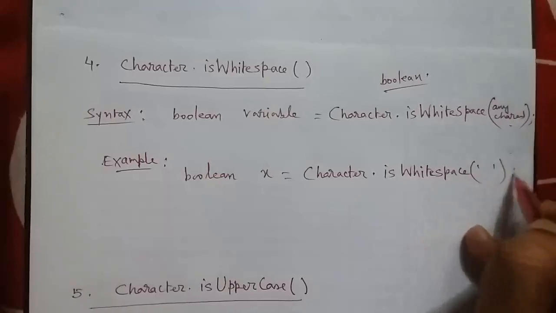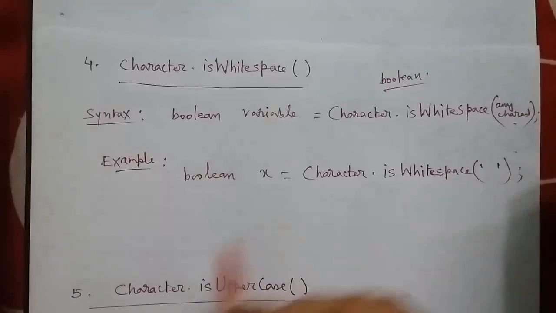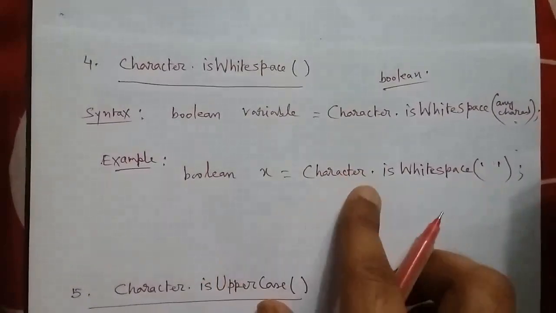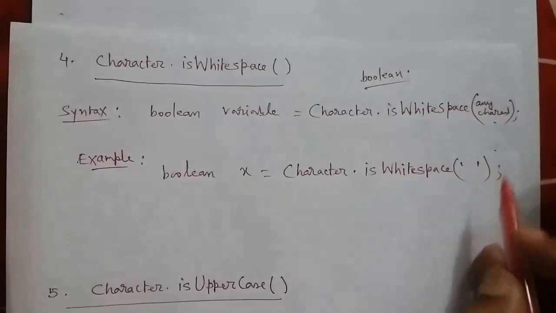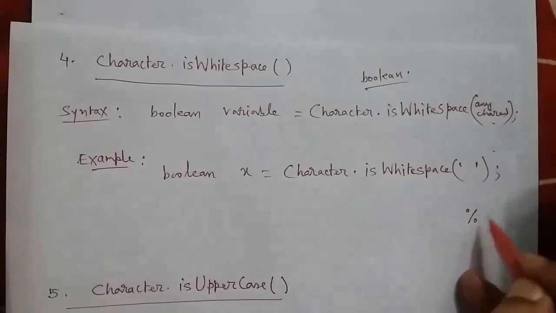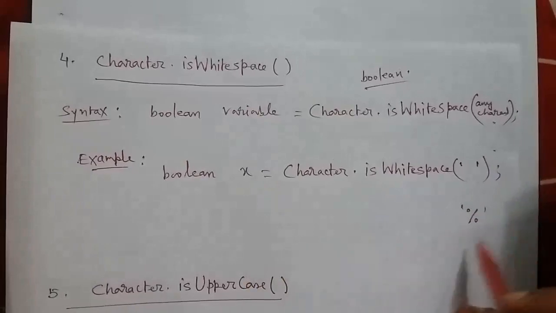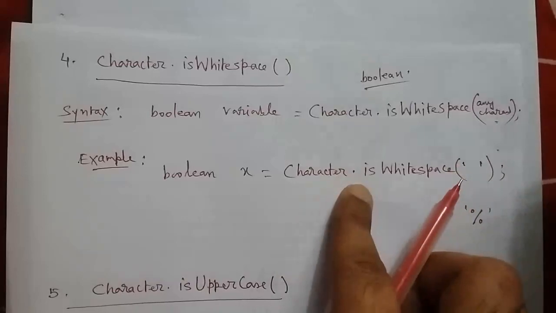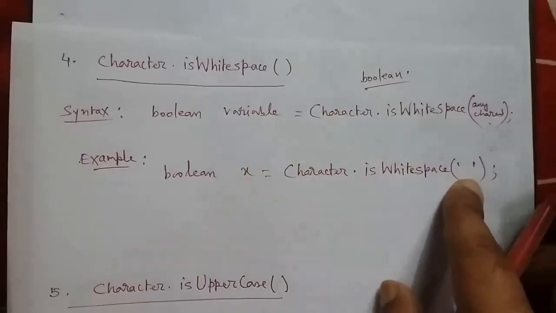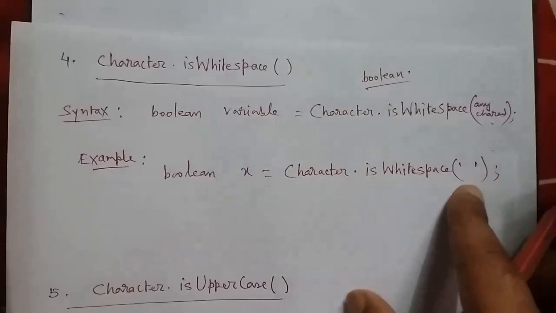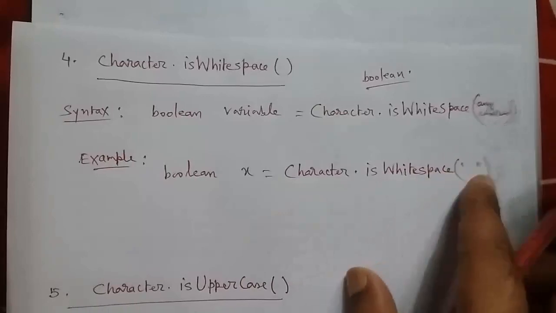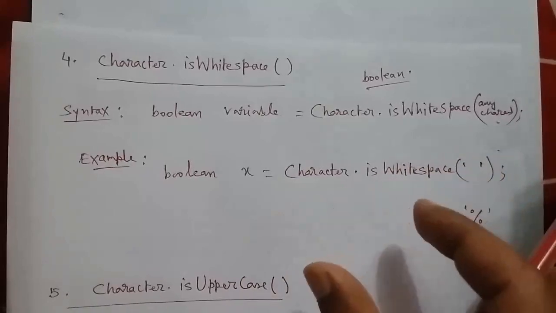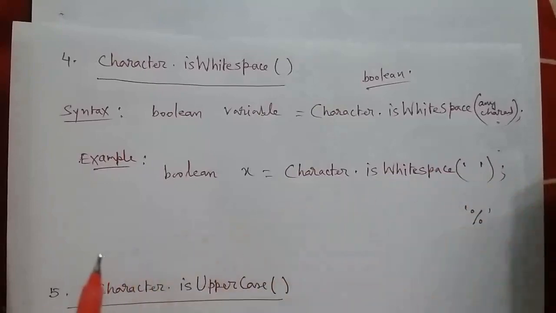Then if I give a space here, within single quotes a space, this method will return true and store it in the variable x. But if I give any other character, suppose this percentage sign as an argument, then this is not a white space, percentage is not a white space, that's why this method will return false. If I give any digit here, it will return false. If I give any letter here, it will return false. So it will return true only for white space. If the argument is white space, only then it will return true, otherwise false.